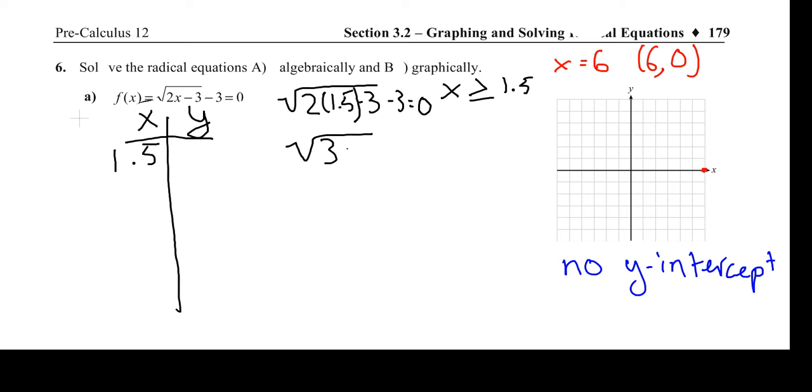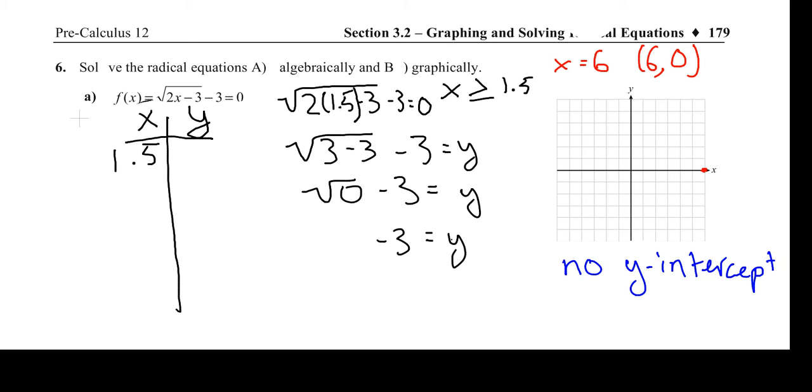So we have 3 minus 3 inside here, minus 3 is equal to what our y value will be. So then 3 minus 3, well, that's a 0, minus 3 equal to what our y value will be. So that's just minus 3 is equal to y. So when x is 1.5, you know that y will be negative 3.